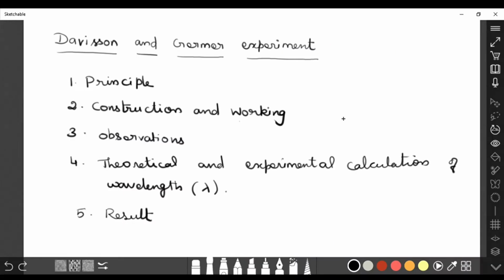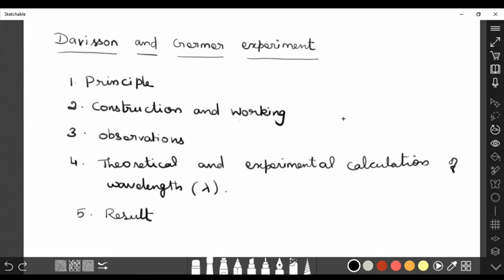Dear students, now I am going to explain the Davisson and Germer experiment. In this video, we are going to see the contents. First is the principle: what is the principle behind this experiment, how the experiment is constructed, and then the working process, what observations we are going to take, how the wavelength can be calculated theoretically as well as experimentally, and then what is the final result of this experiment.